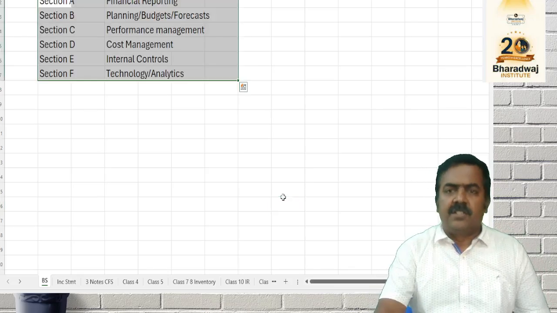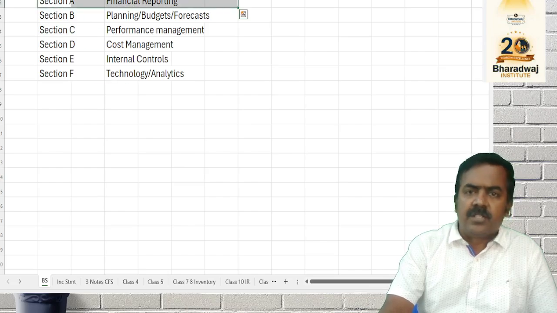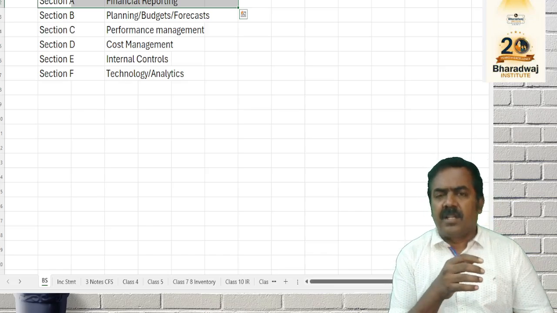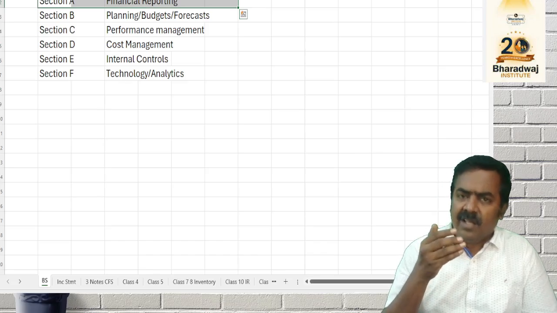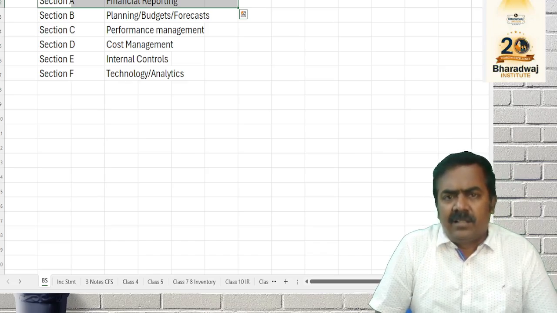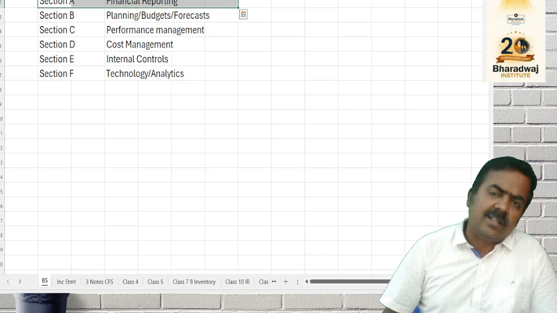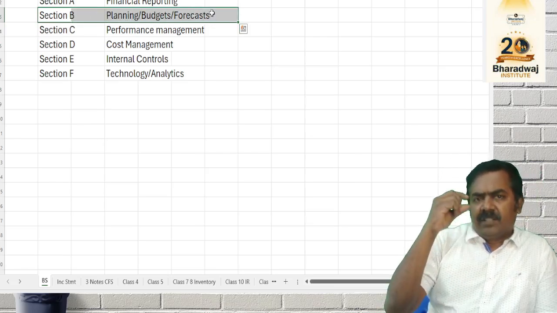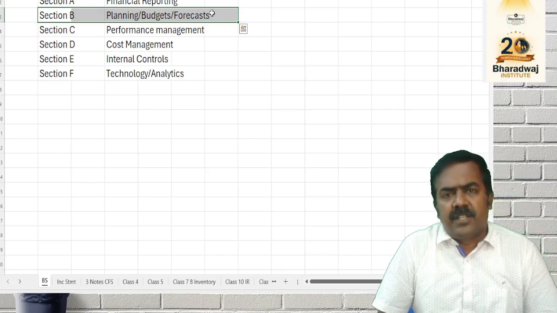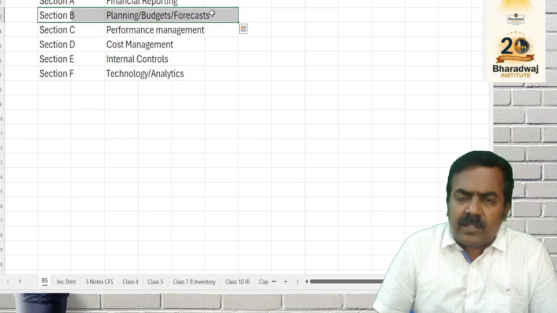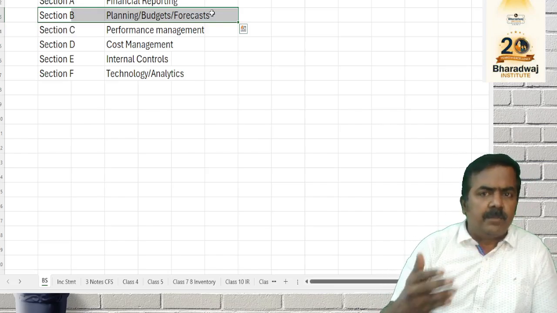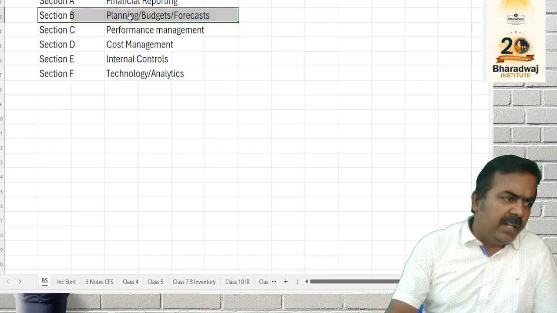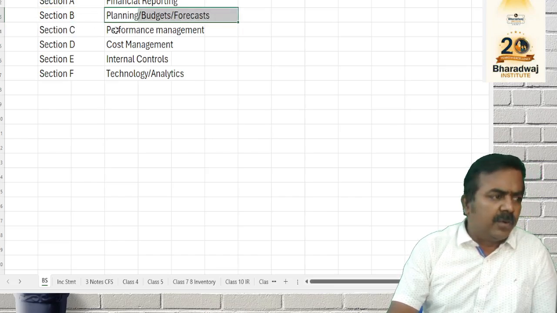Coming to analysis of sections, these are the 6 sections which we are going to learn. One is financial reporting. Here, about balance sheet, income statement, inventory valuation, fixed assets, various other things we are going to learn. So that is first one. Second is section B. Without learning section A, it is difficult to go to section B, because planning, budgeting and forecast involves preparing cash budget, production budget, sales budget, master budget, capital budgeting. Complete planning, budgeting and forecasting techniques are going to be covered over there.